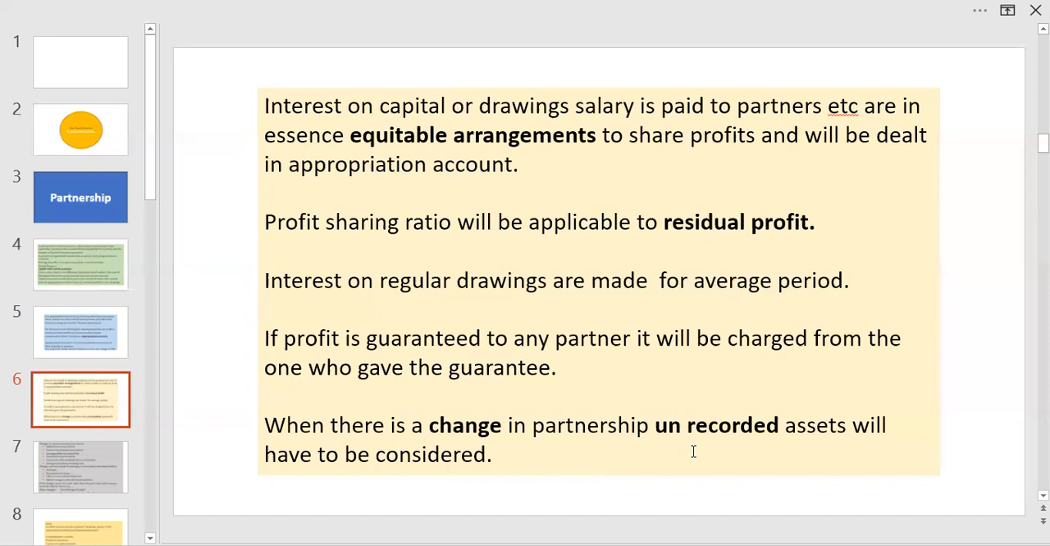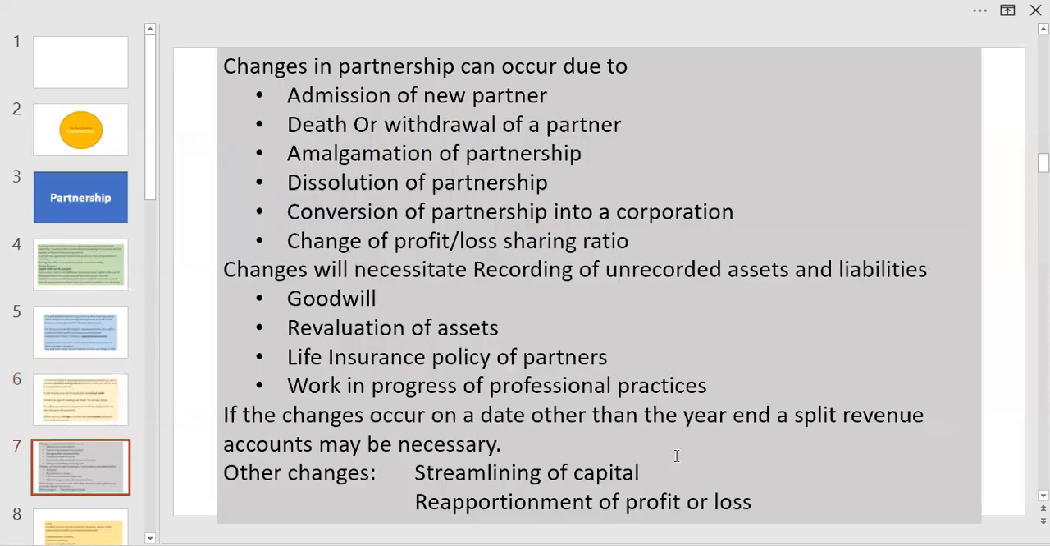Dear students, it must be fully understood that every time there is a change in partnership, existing partners will either gain or lose. Therefore, all the unrecorded assets have to be recorded at this point to be fair to all parties. Changes in partnership can occur due to admission of a new partner, death or withdrawal of a partner, or amalgamation of partnerships. That is to say, for the greater benefit of the business, two different partnerships are brought together and all are made partners as agreed upon.